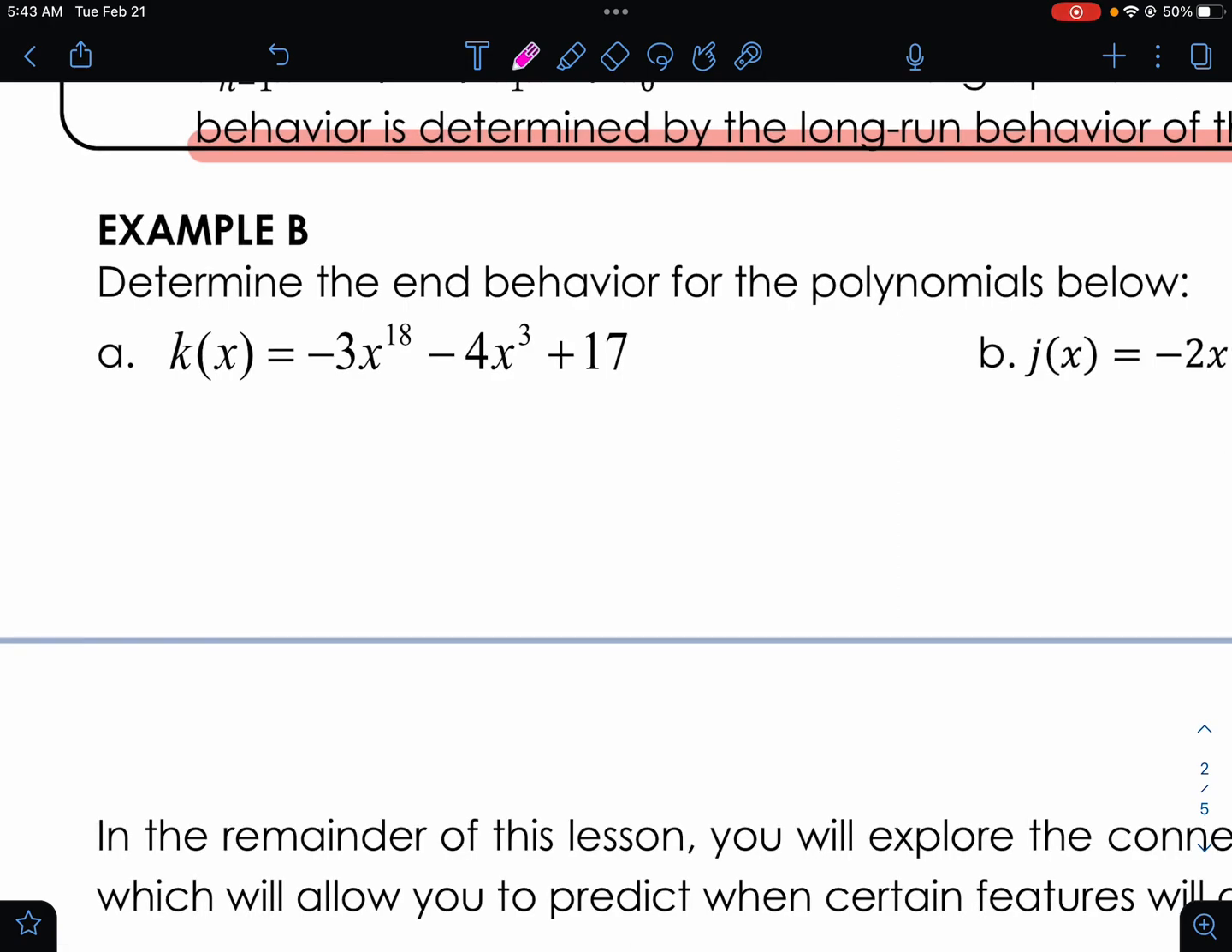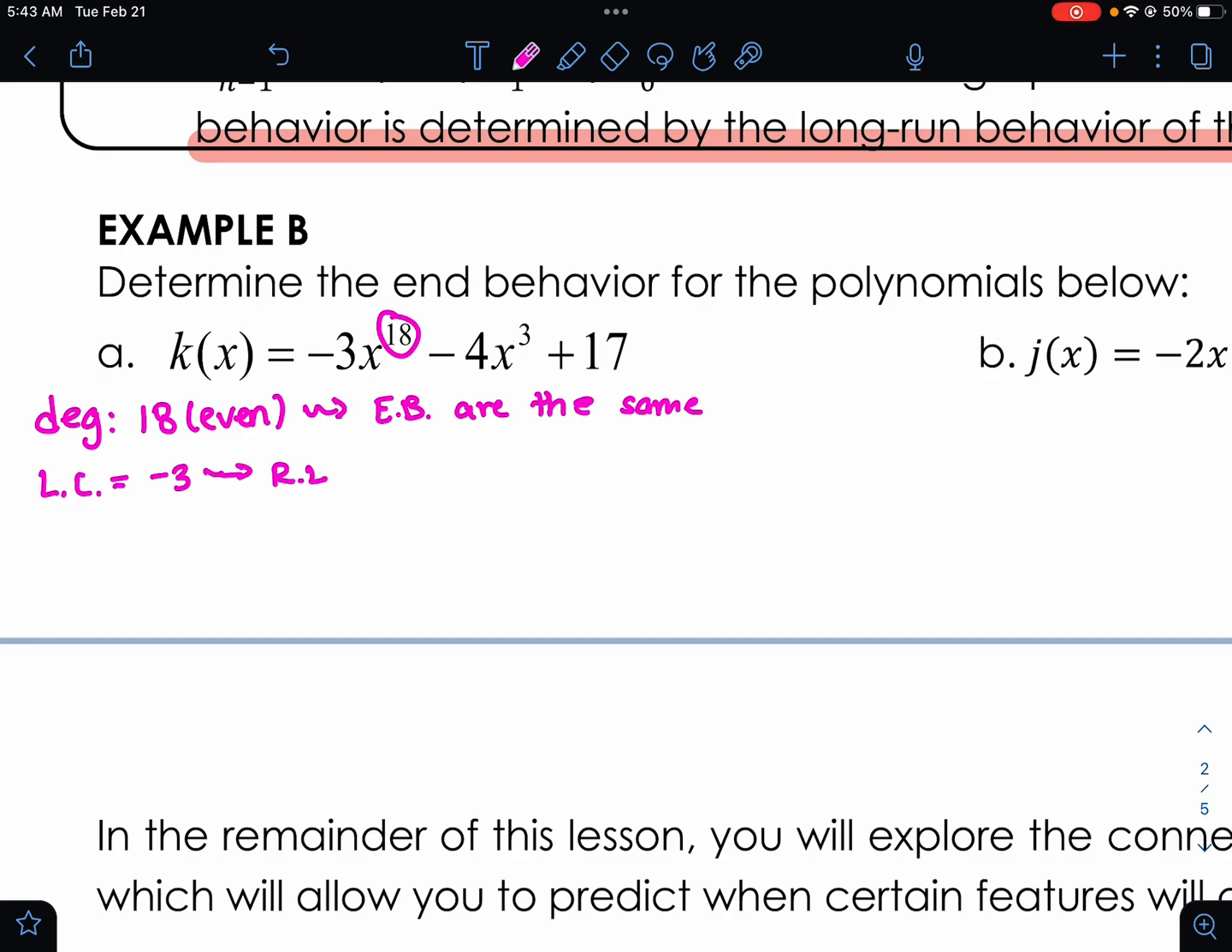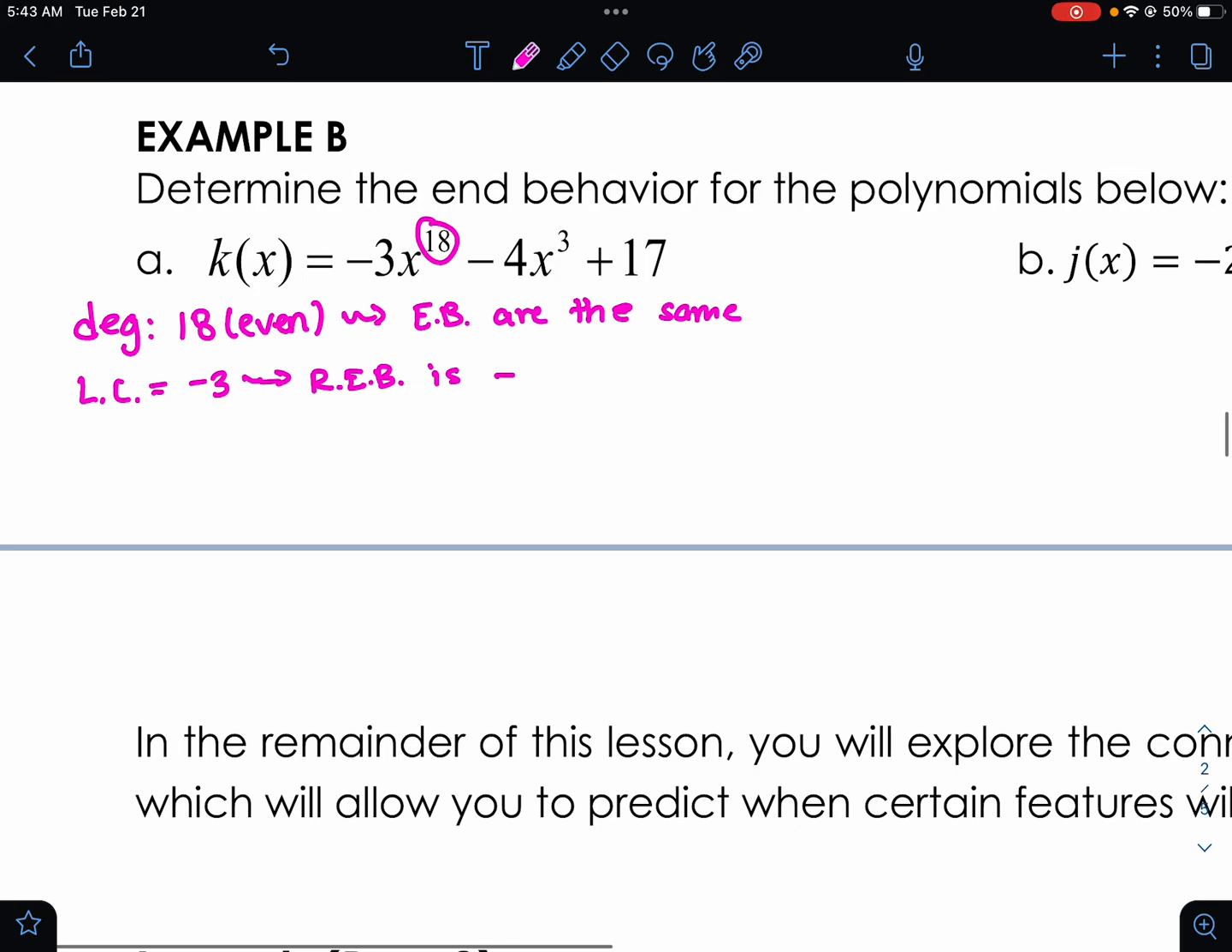So in this case, there are two things that you need to know. What's the degree, and what's the leading coefficient? So the degree is 18. That's an even number. What does that tell you? The end behaviors, I'm going to abbreviate end behaviors as EB, are the same. Okay, the leading coefficient is equal to -3. What does that tell you? The right end behavior is negative, so it's going down.